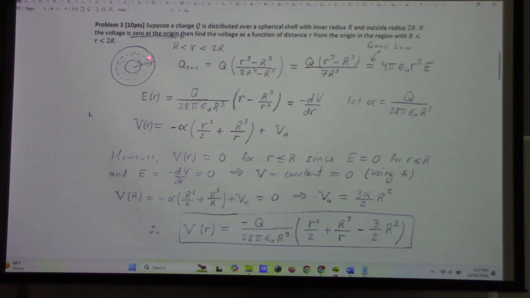So like, to figure out the electric field inside this spherical shell of charge, I figure out the charge enclosed. I take the volume of the spherical shell, in this case r cubed minus big R cubed, divided by the total volume, which would be 2r cubed, which is giving me 8. 2 to the third power is 8. 8r cubed minus r cubed, that's what is known as 7r cubed, which gives me, well, that equality.